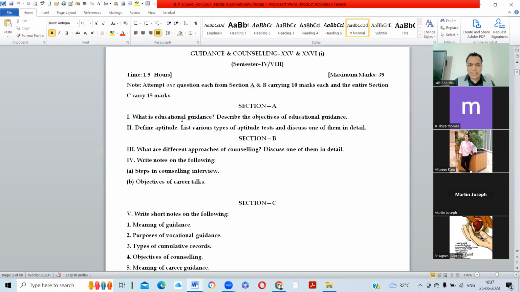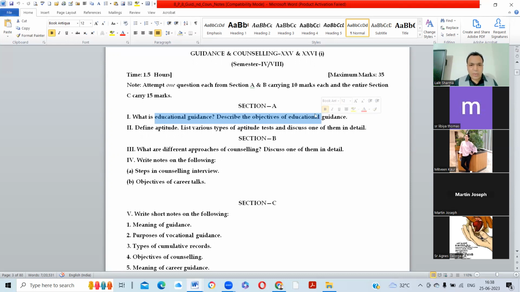So guys, if you see the syllabus, it is educational guidance. Basically, guidance is of three types: one is educational guidance, one is vocational, and one is personal guidance. Questions can definitely come from that part. Either educational guidance and the objectives of educational guidance would come, or what is vocational guidance, explain the objectives of vocational guidance and personal guidance.